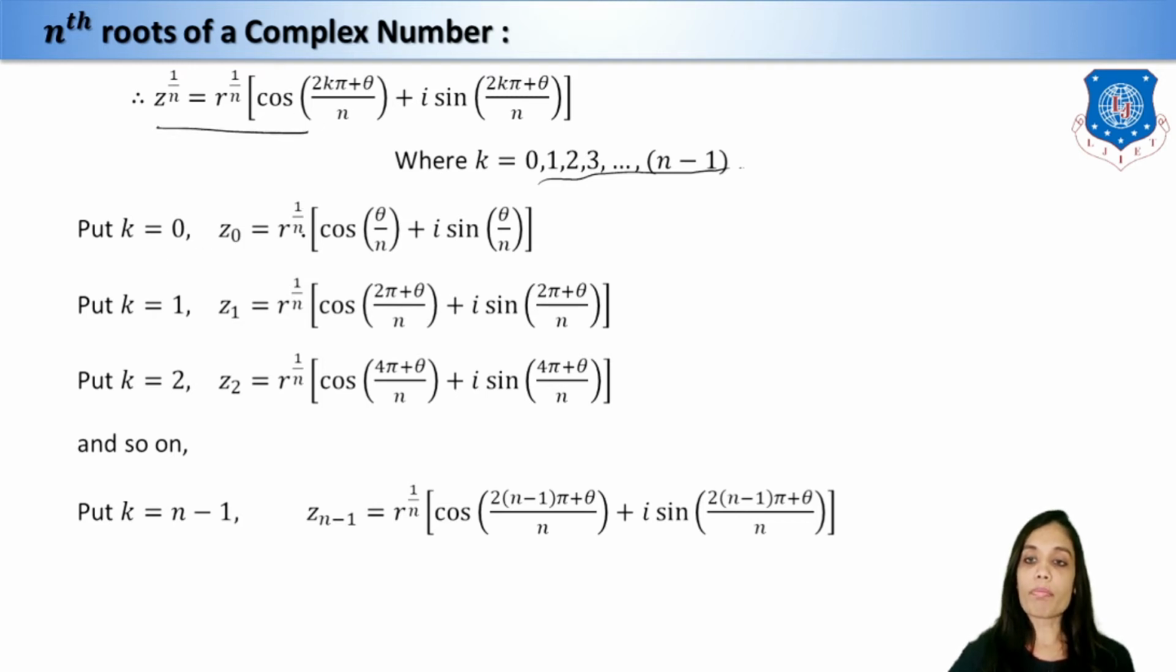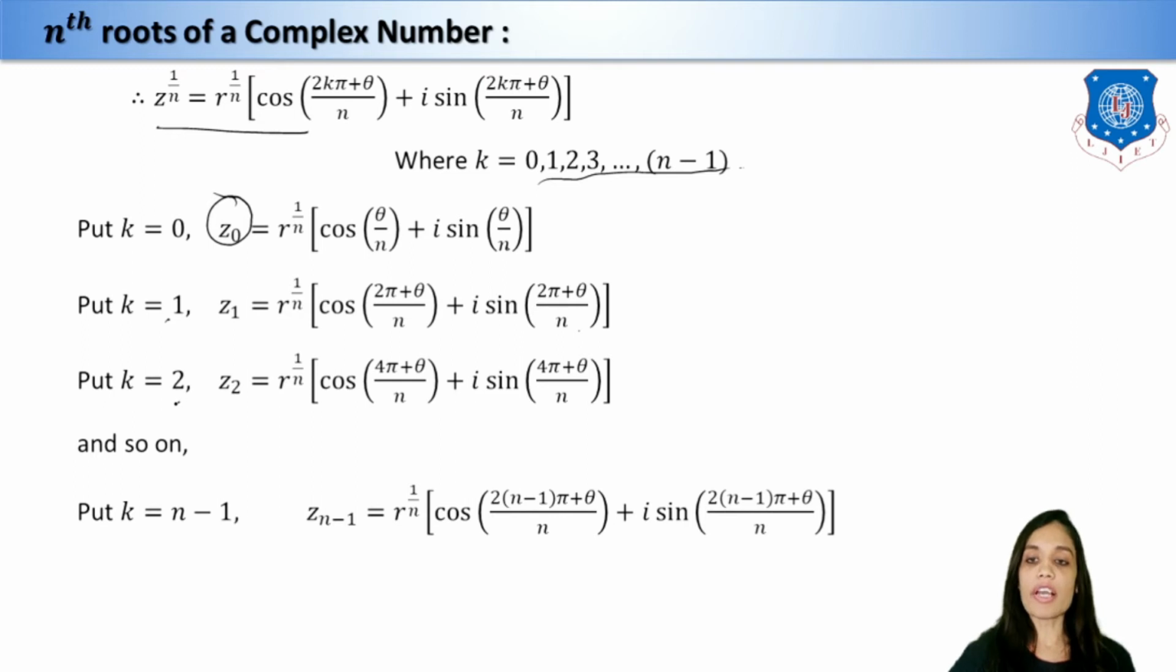So now in this formula, if I put k as 0, what will remain? r raised to 1 upon n, cos θ/n plus i sin θ/n, and I will name the first root z0. Similarly, put k as 1, so I will get z1 as r raised to 1 upon n, cos (2π + θ)/n plus i sin (2π + θ)/n.